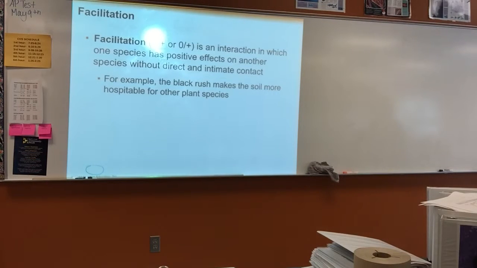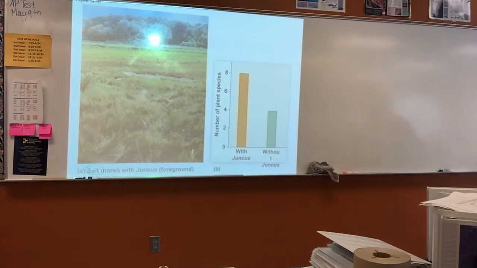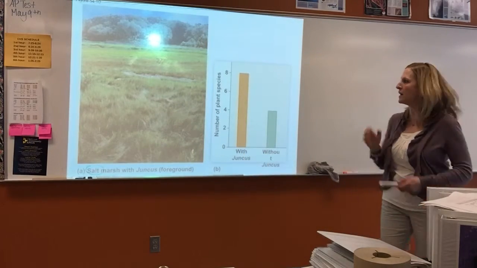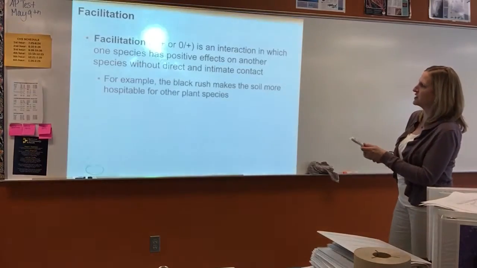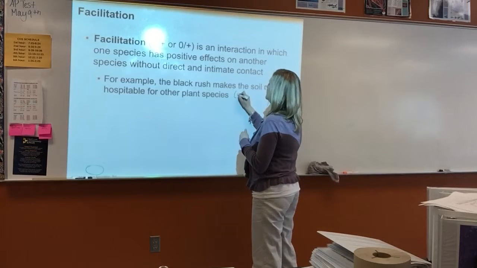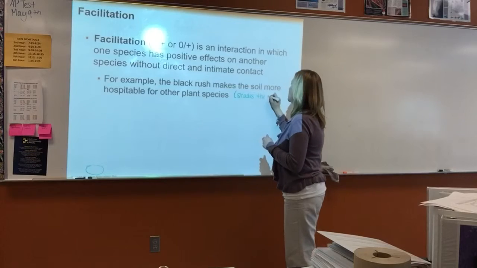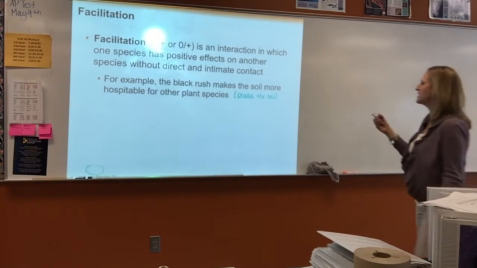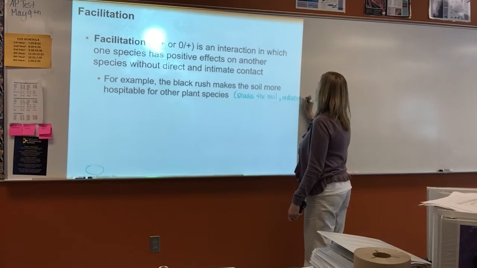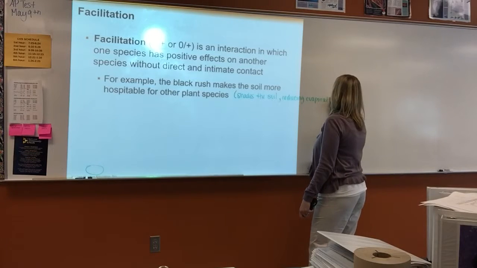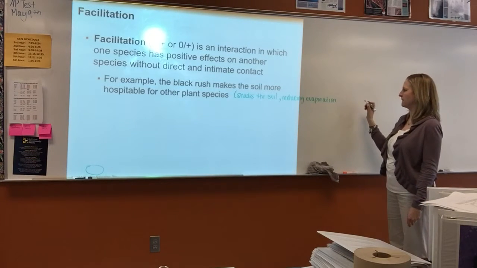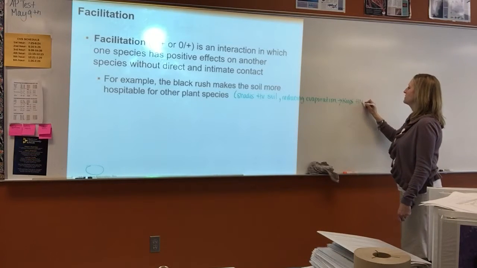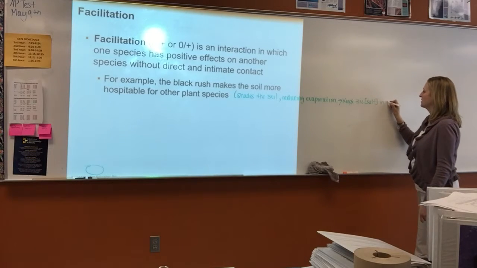So, what does it do? The black rush grows in New England in salt marshes, so therefore you have salty water. I just want to give you a view of what it looks like. When we say it makes it more hospitable, what it does is shade the soil. If it shades the soil, what is it going to do to the amount of water evaporating out of the soil? Reducing the evaporation. Which then keeps the salt concentration in the soil low.